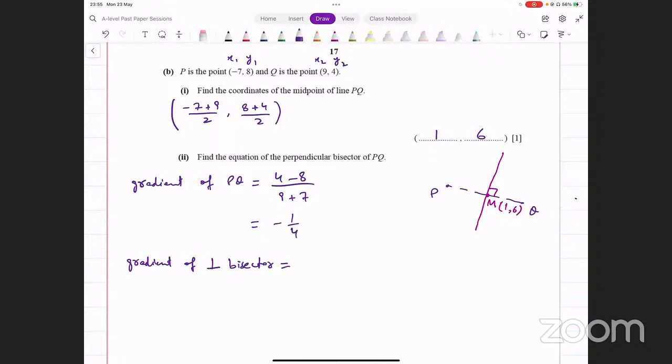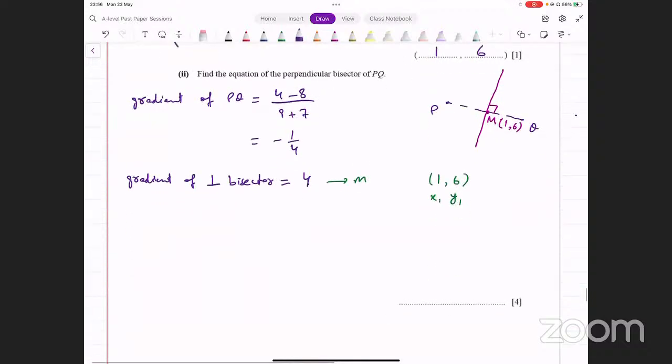Perpendicular lines का gradient क्या होता है? एक दूसरे का negative reciprocal होता है. So if you've got one gradient here, तो perpendicular का gradient क्या हो जाएगा? इसका negative reciprocal. तो एक sign change कर देंगे और इसका reciprocal ले लेंगे. तो ये minus है वो plus हो जाएगा और इसका reciprocal it's going to be 4. आपके पास क्या हो गया? Gradient आ गया. This is m and you've got the point. The point is 1 and 6. This is x1 and y1.